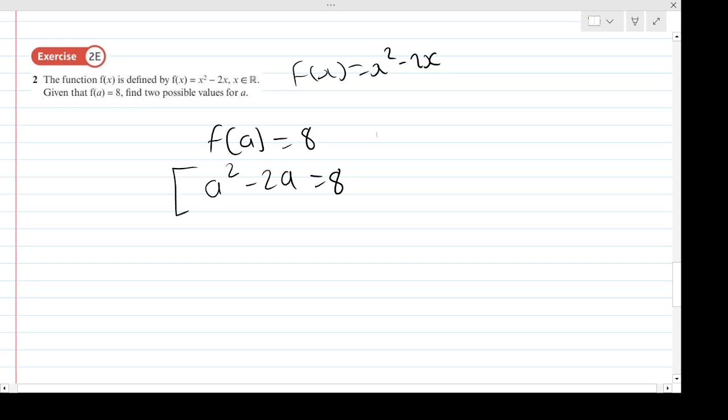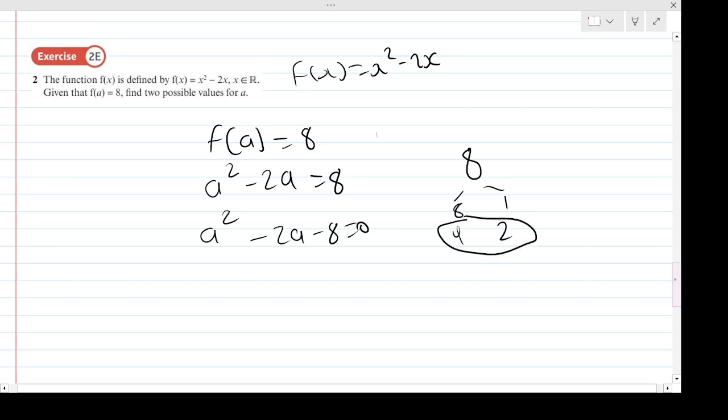So then we need to solve it, because that's going to find the value of a. If we move 8 to the other side, we get a squared minus 2a minus 8 is 0, which gives us a quadratic. Solving it by factorising, we need to consider the factors of 8: either 8 and 1, or 4 and 2. We need to add them to get minus 2, the coefficient on a. That gives minus 4 and positive 2, because minus 4 add 2 is minus 2, and if you multiply them you get minus 8, which is what we want as well.